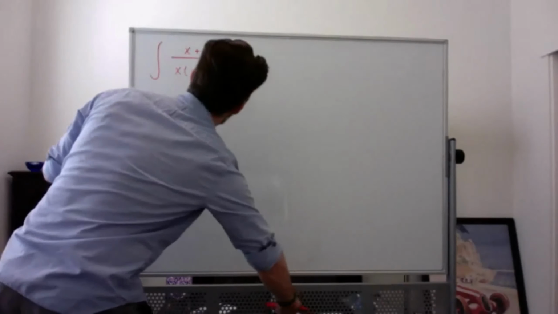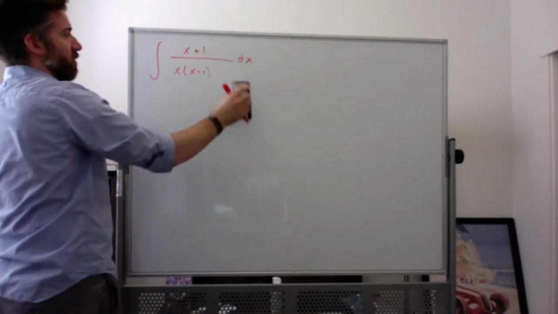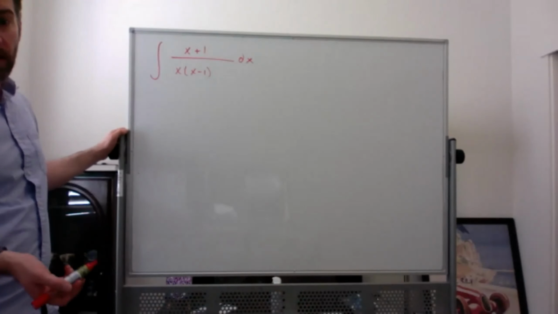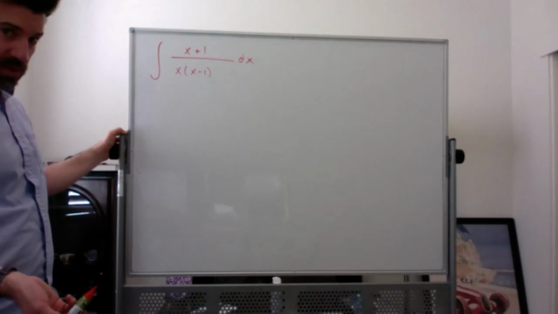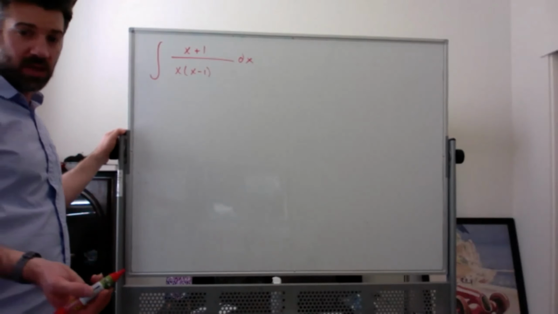I'm going to start with a slightly easier example. So let's just do this one, the integral of (x + 1) over x times (x - 1). You might think to try u substitution here, and it's something I always look for just in case, but it's not going to work out nicely here.